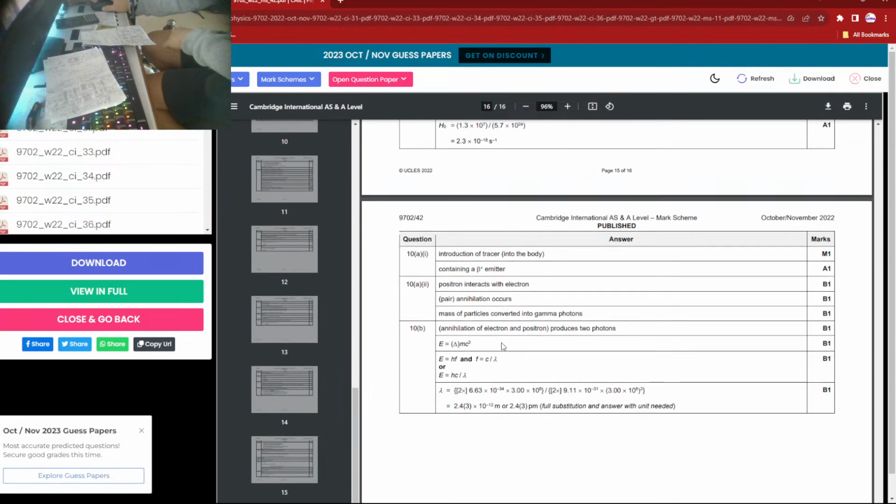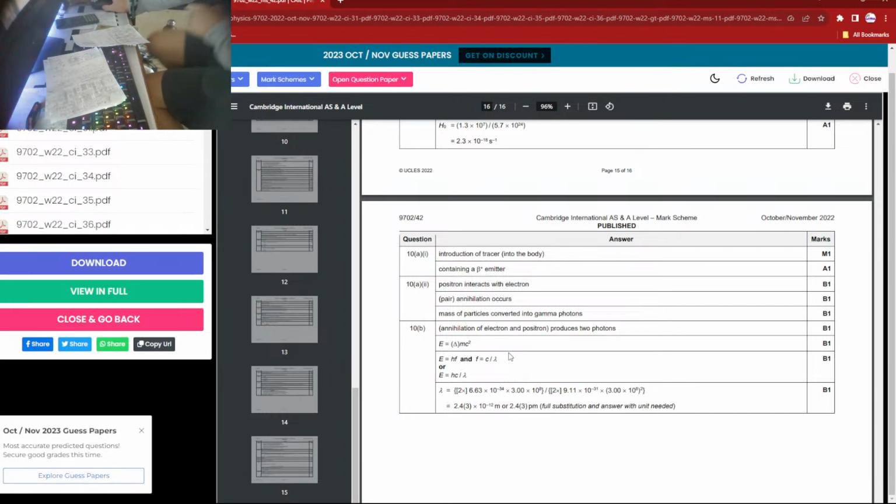Okay, 10a, introducing a tracer into the body. Okay, I did get that right. Containing a beta plus, a positron. That's a positron, by the way, beta plus. Introduce tracer, introduce positrons in the tracer. Okay, yeah, that should be alright.